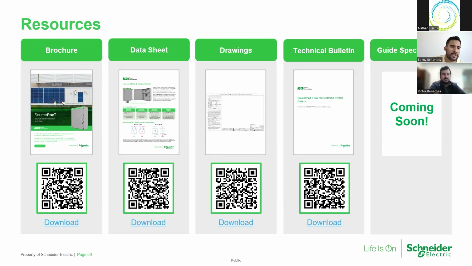We have our data sheets available. So source pack is available in 600 amps at 480 volts, and that's common with most energy storage systems. They operate at 480 from the output transformer. So if you're designing a system, source pack will work hand in hand with the energy storage system. Next year, we're going to launch our 800 amp option and 208 volt option. So you'll have both voltages available, 480 and 208.